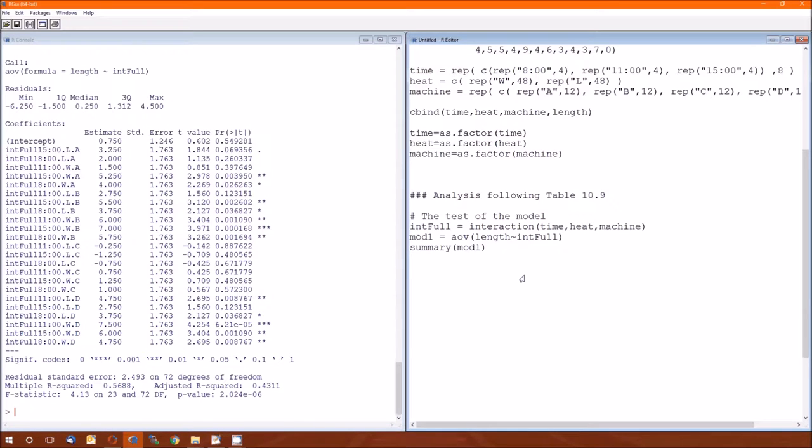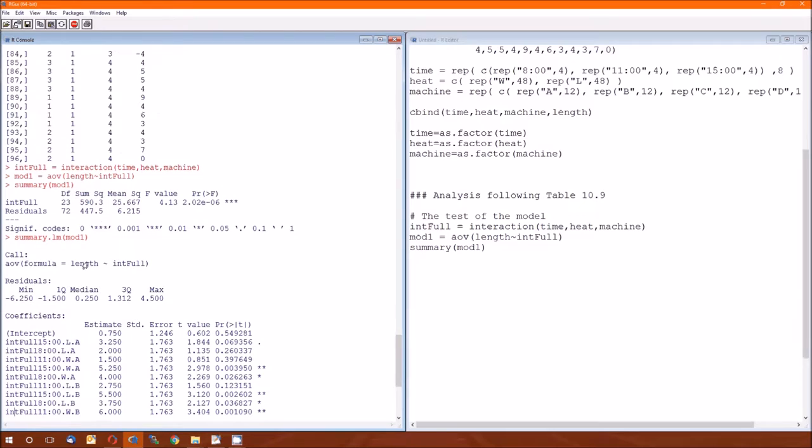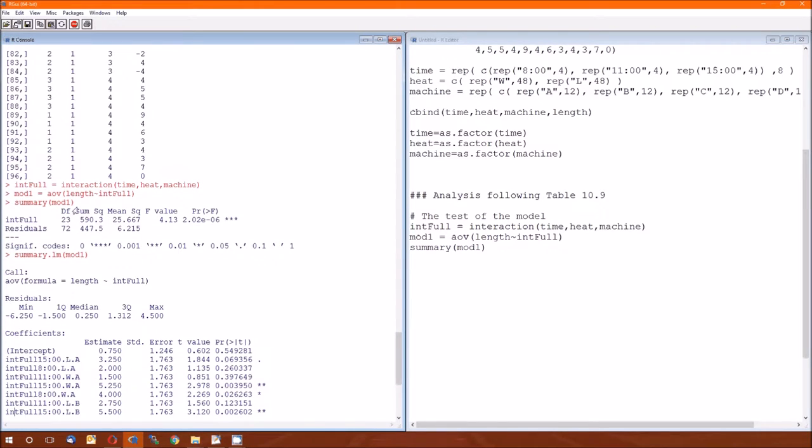Now that takes care of that first part. Notice the degrees of freedom are 23 and 72, and we add those together to get the corrected total, which is 95. Sums of squares also add to give the corrected total. Mean squares do not add. And there's the F value, and there's the corresponding P value.